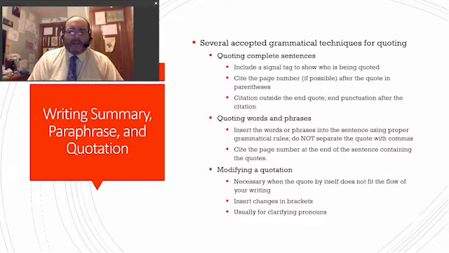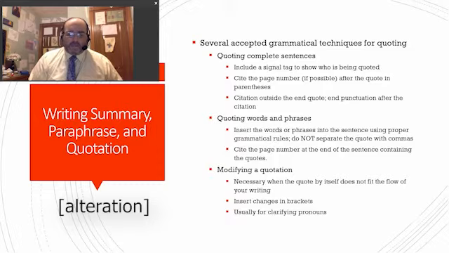Then we have modifying a quotation. This is necessary when the quote by itself does not fit the flow of your writing. If there is a tense issue, for instance, a verb tense issue, you may want to alter the quote slightly. If you're going to do that, you have to insert the changes in brackets. So it should be the square bracket punctuation that you have on the keyboard, the two keys directly to the right of P.